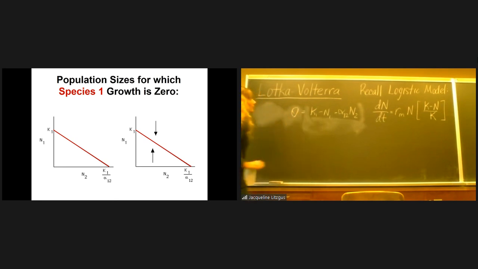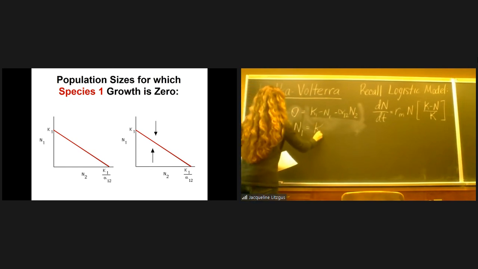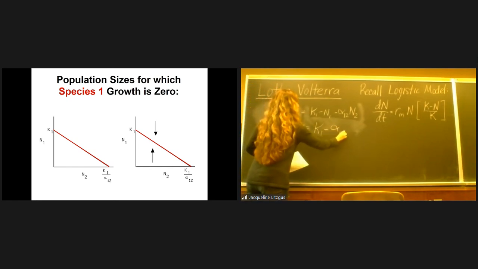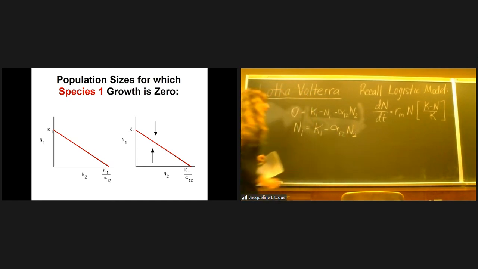So now we've just got 0 is equal to that, but we want to solve for N1. This is the thing we're interested in, right? We want to know the population size at which species 1's growth is 0. So when we solve for N1, we can bring N1 to the other side of the equation: N1 equals K1 minus alpha 1,2 N2. Okay, so we have that. I've just brought the N1 to the other side of the equation.